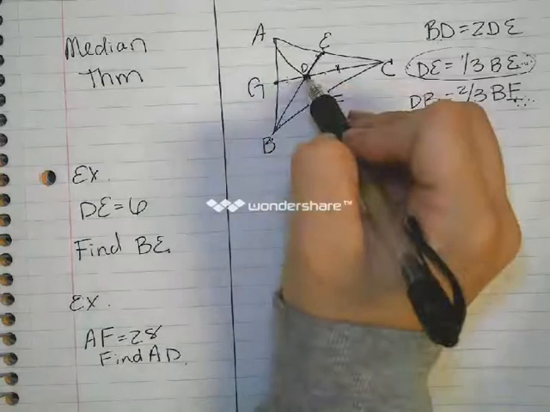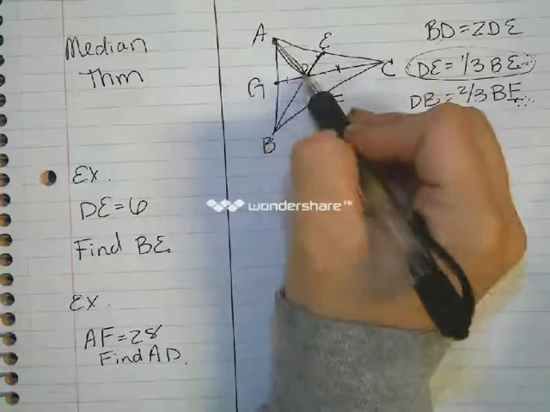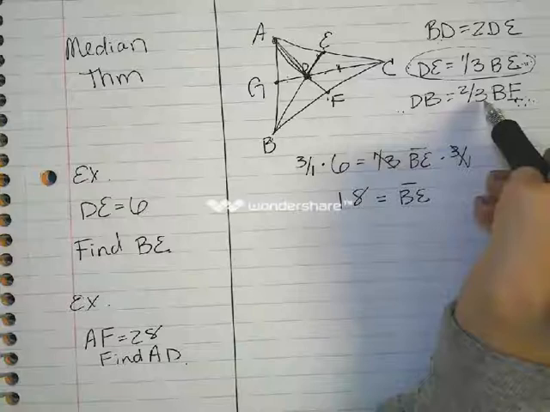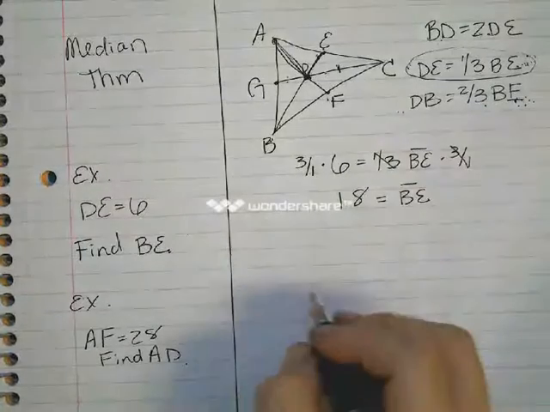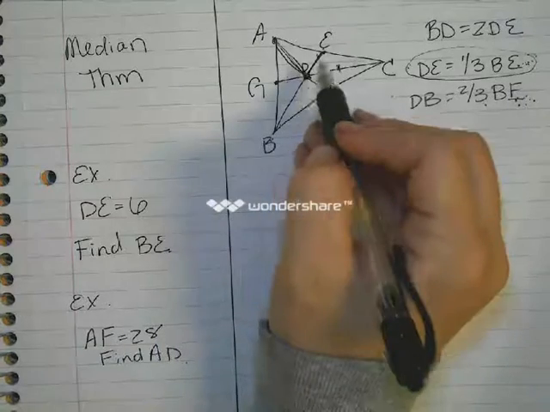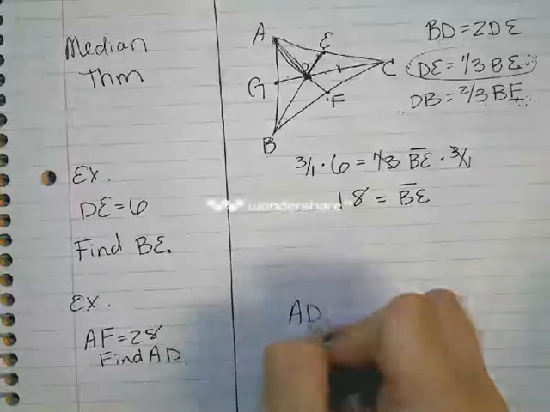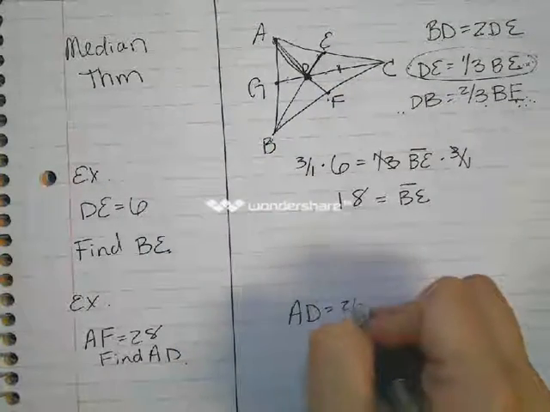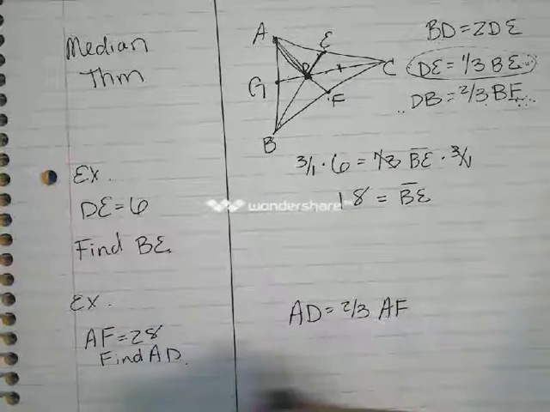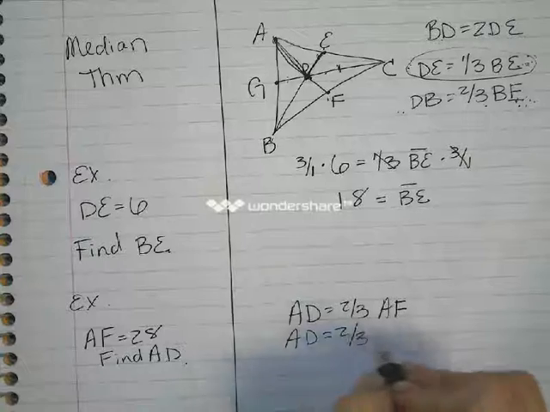Okay? So that means the length I'm looking for, which is AD, is going to be 2/3 of the total, AF. Okay, so I'm looking for AD is equal to 2/3 of 28. Which is equal to, I did not get a calculator out, 48 divided by 3.